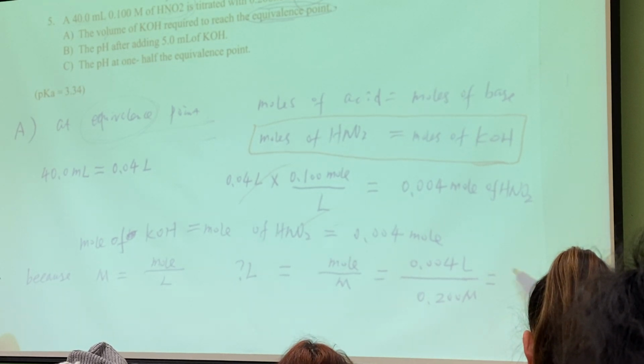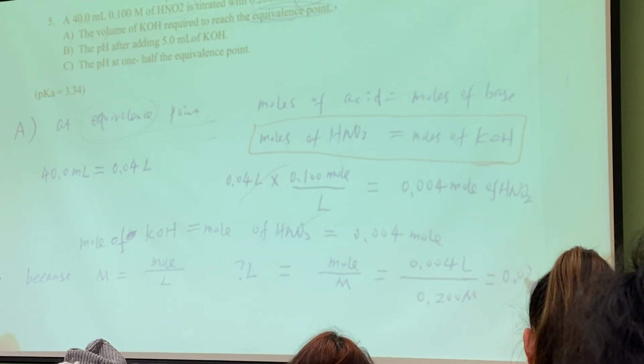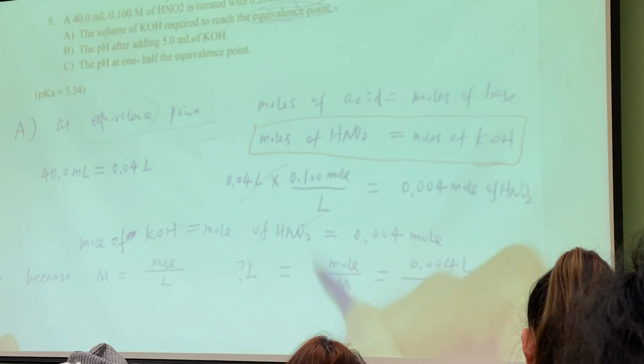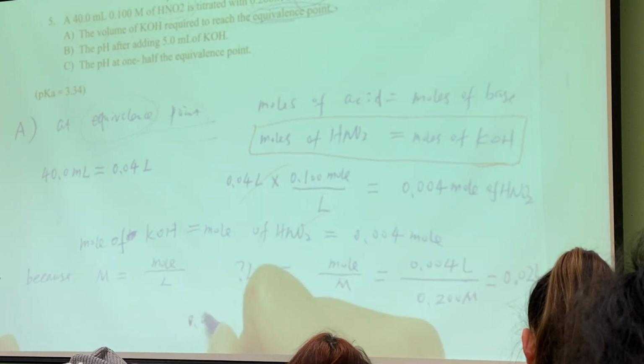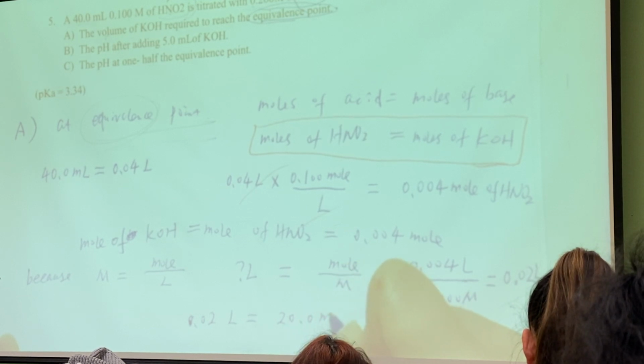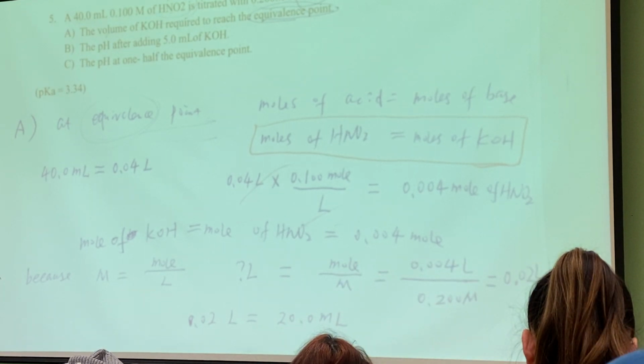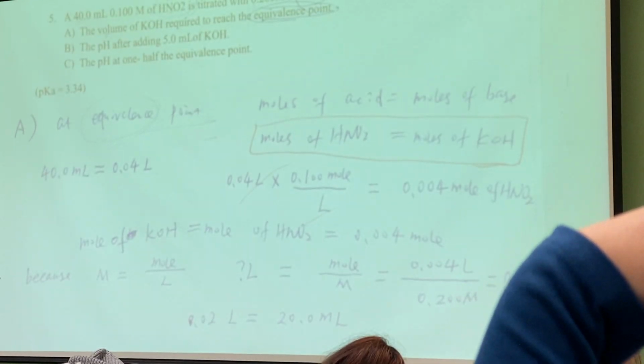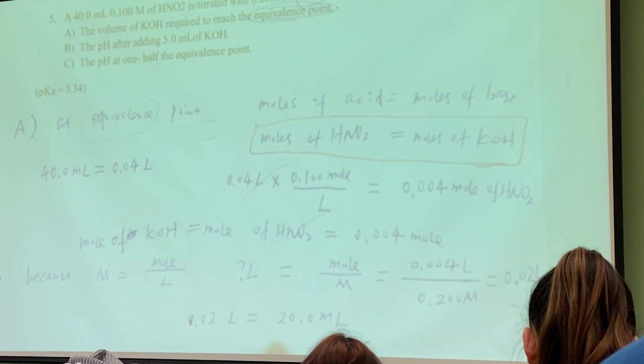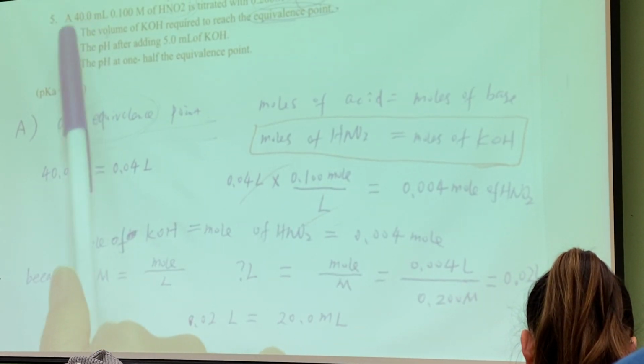Well, you got 0.02 liter. Don't forget the liter. It's your unit. So 0.02 liter equal to 20 milliliter, right? Times 1,000. The reason I convert to milliliter is just to keep it constant.